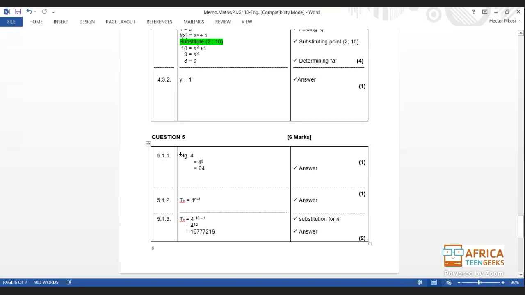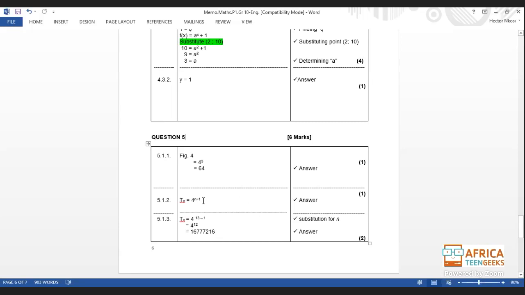So basically we know that pattern 4 is 4 to the power of 3, right? It's 64. So your answer will be 64 for pattern 4. Then your nth term will be 4 to the power of n minus 1. Because when you substitute T1 here, it's going to be 4 to the power of 1 minus 1, which is 0. Then 4 to the power of 0 is 1. So basically, your general term is going to be 4 to the power of n minus 1.